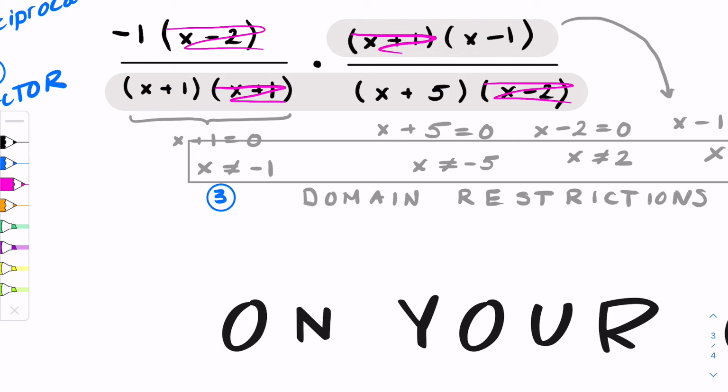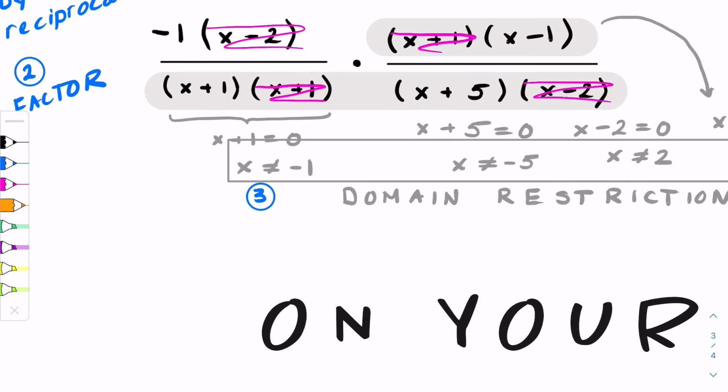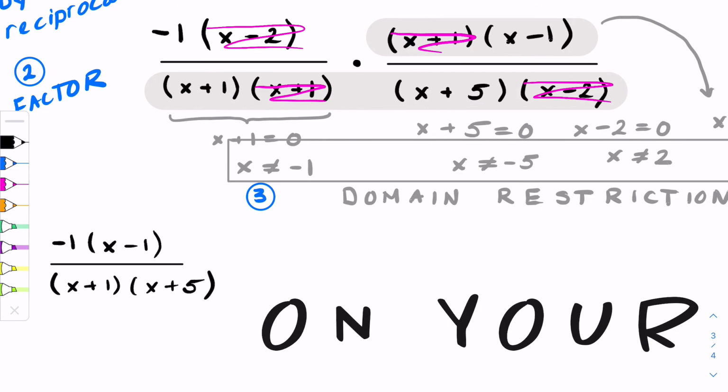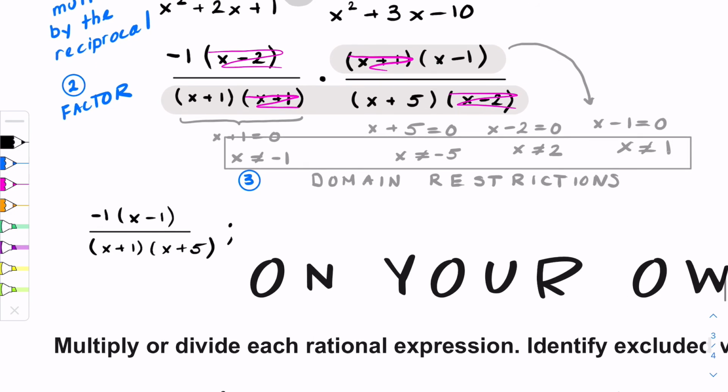So now I need to multiply my remaining numerators and multiply my remaining denominators. So left over in the numerator is negative 1 and x minus 1, giving me a numerator of negative 1 times x minus 1. Left over in the denominator is x plus 1 times x plus 5. I have domain restrictions of all denominators listed from smallest to largest, which tell me that x cannot equal negative 5, negative 1, 1, or 2.